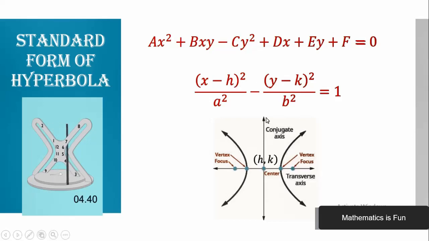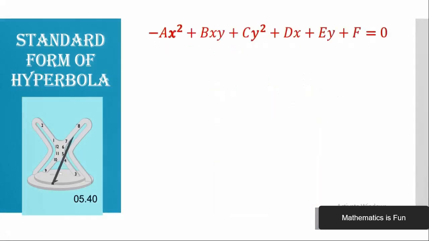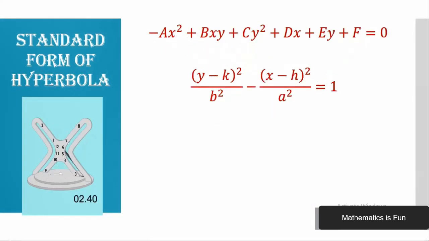Now in the graph you can see this vertical line is the conjugate axis and this horizontal line is the transverse axis. These two points are the focal points of the hyperbola, and these two points are the vertices of the hyperbola. Here you can see one branch opens to the right and the other opens to the left.